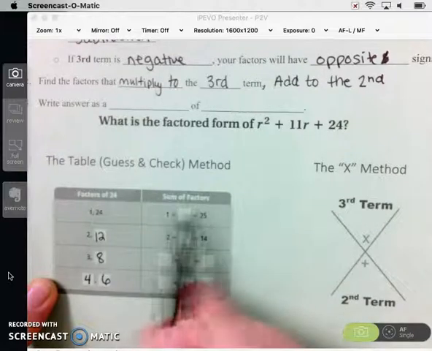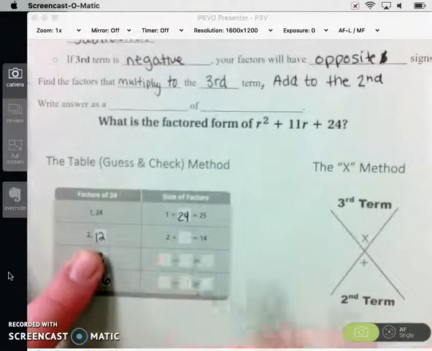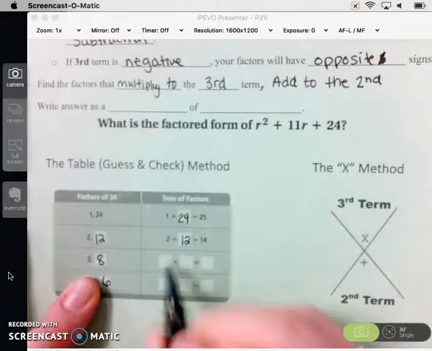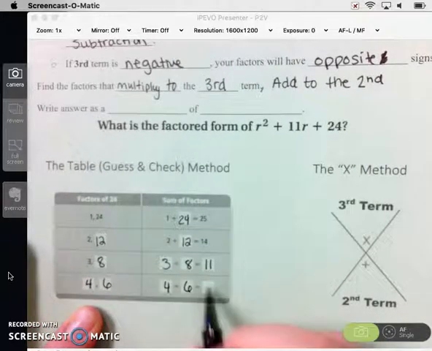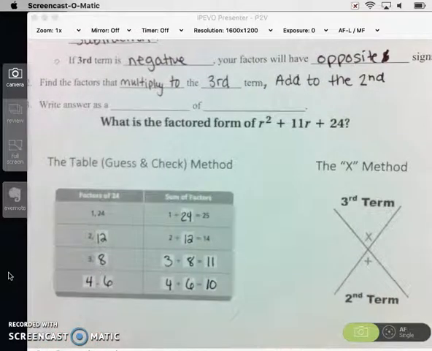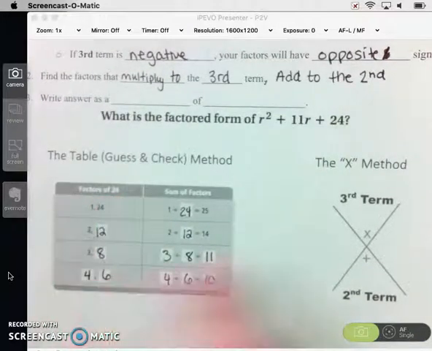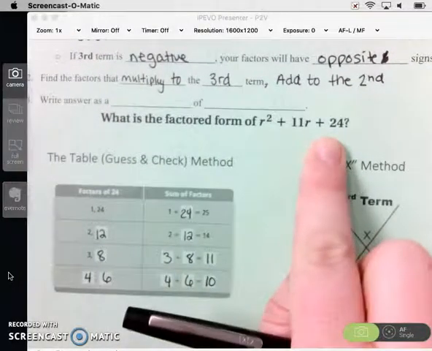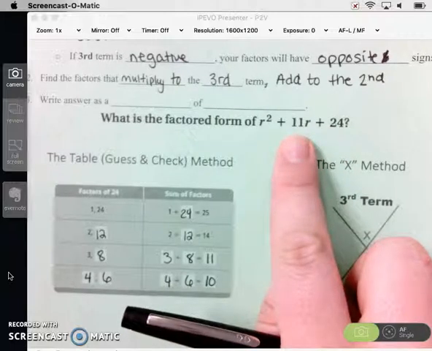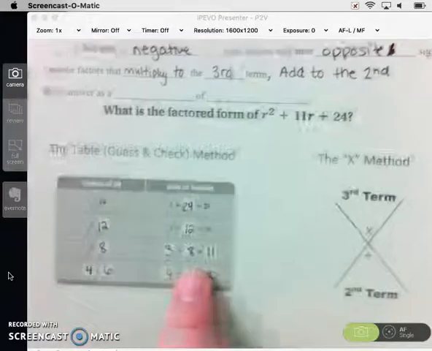Now, the sum of the factors when I add them up: 1 plus 24 is 25. 2 plus 12 is 14. 3 plus 8 is 11. And 4 plus 6 is 10. So when multiplying them together, the two numbers have to come up with 24, and then you want them to add up to that middle term. Okay, so factors of 24 that add up to 11, that's what I'm looking for. So 3 and 8 added together gets me 11.